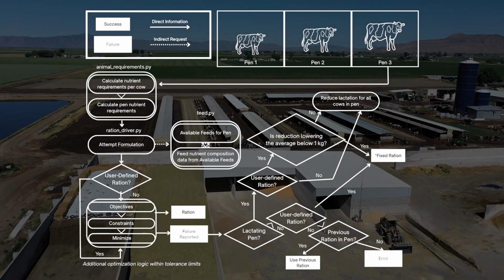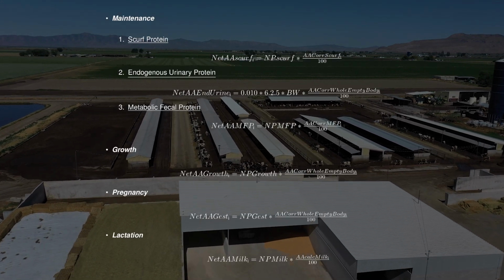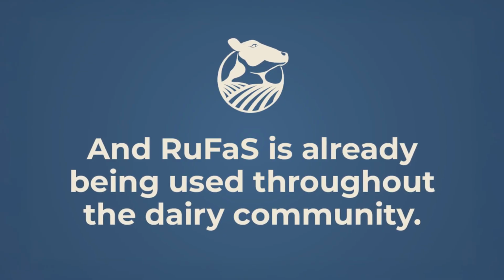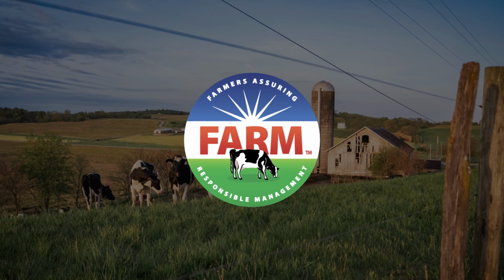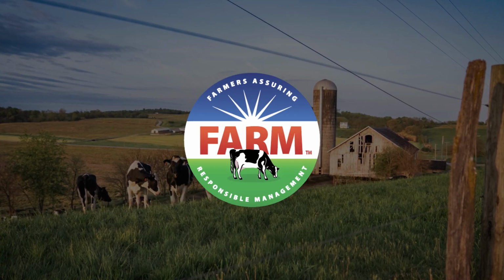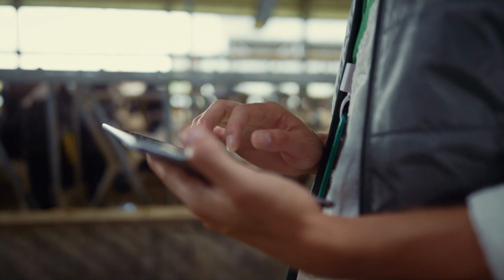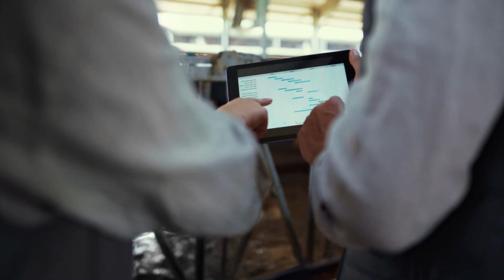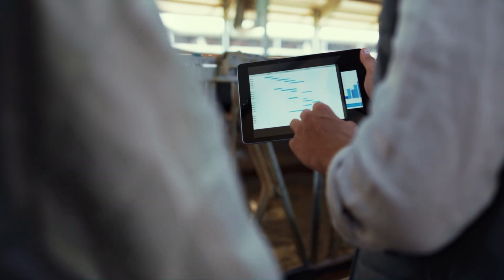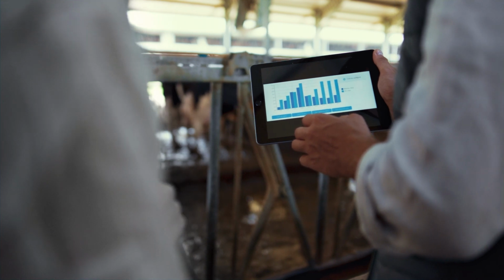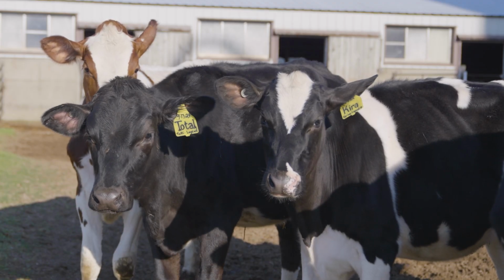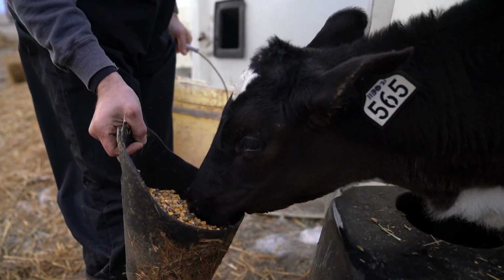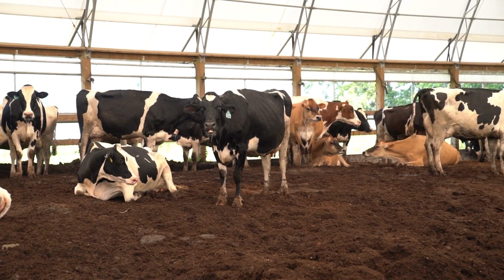RuFaS is backed by scientific documentation to make the model transparent and to actively encourage participation in the model's ongoing refinement and further development. And RuFaS is already being used throughout the dairy community. The farm program has integrated RuFaS into its environmental stewardship program. This allows farm users to leverage the power of RuFaS to understand their current production and sustainability footprints. Farmers can also simulate the outcomes of different farm management decisions, providing more insight as to how those changes could affect their operation. As part of our commitment to shorten the path from scientific innovation to application and transparency, RuFaS is now open source, meaning the code itself is freely available for use and review.